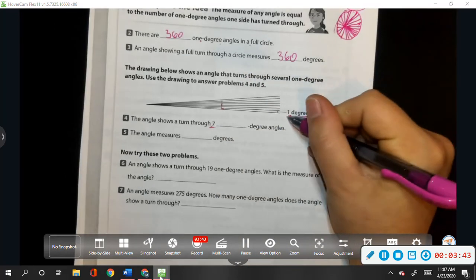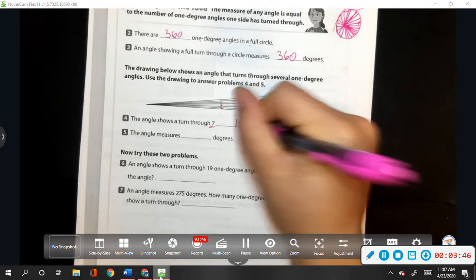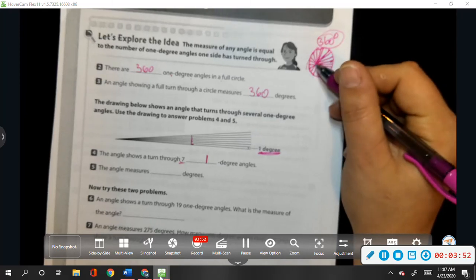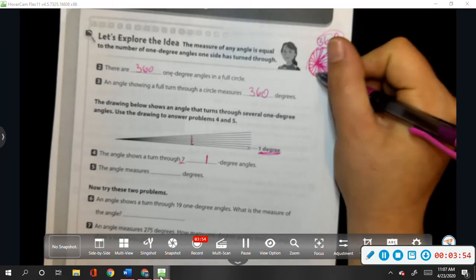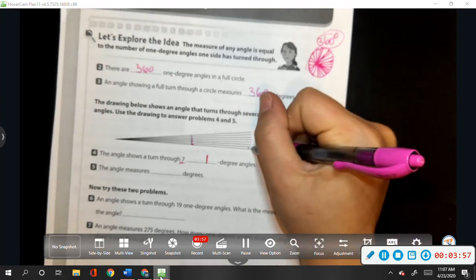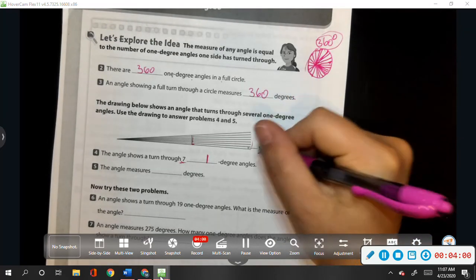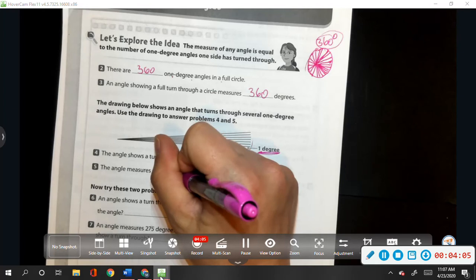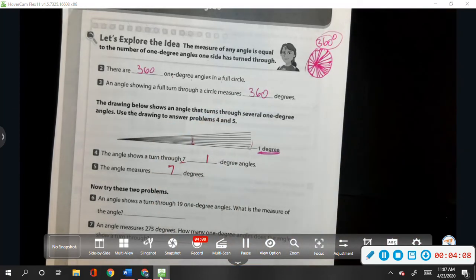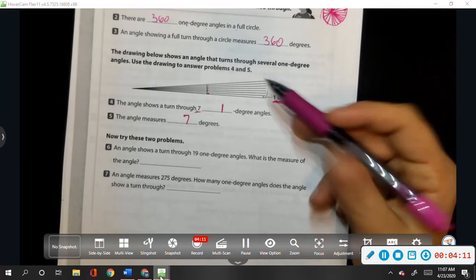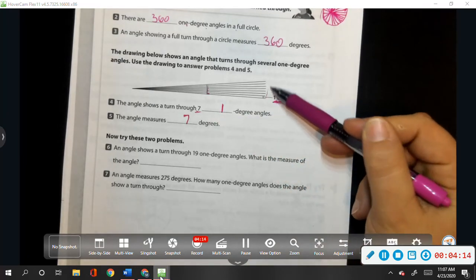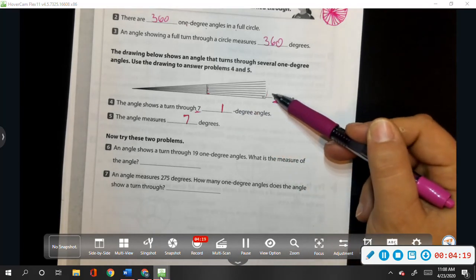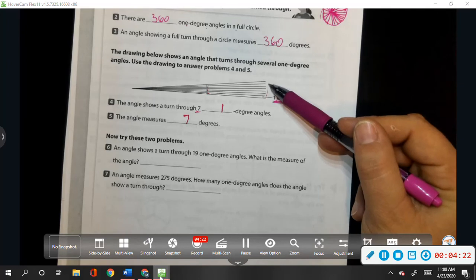Each of these angles is worth how many degrees? 1 degree. Remember what I said at the beginning. An angle turns through a circle at 1 degree. And if we have an angle, say we had an angle like this going through our circle, it would have a 7 degree turn. So we have 7 1 degree angles. We counted our angles. We know each angle is worth 1 degree. So 1 degree, 2 degree, 3 degree, 4 degree, 5 degree, 6 degree, 7 degree.